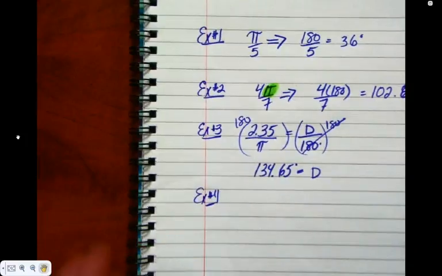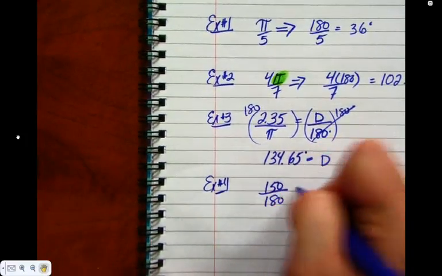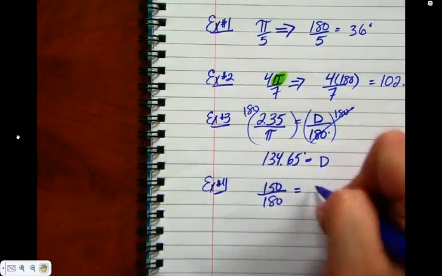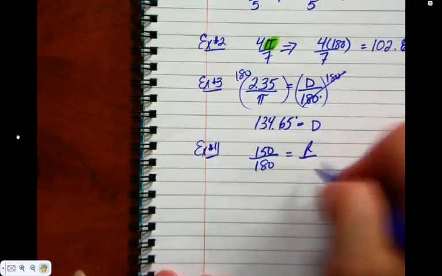Then use that little formula that we have above. We have a degree, so I'm going to divide it by 180. We do not have a radian, so I'm going to put in r, and I'm going to divide r by pi.